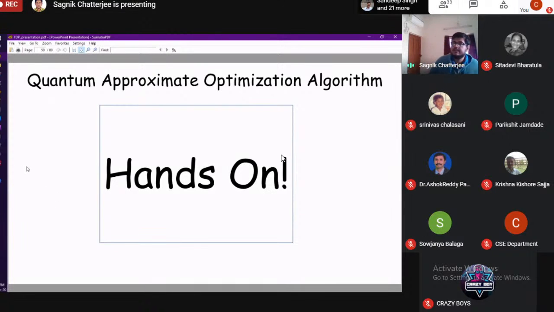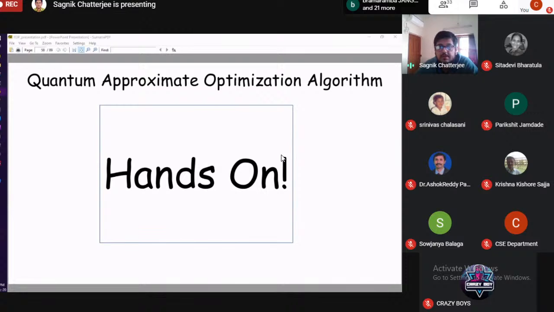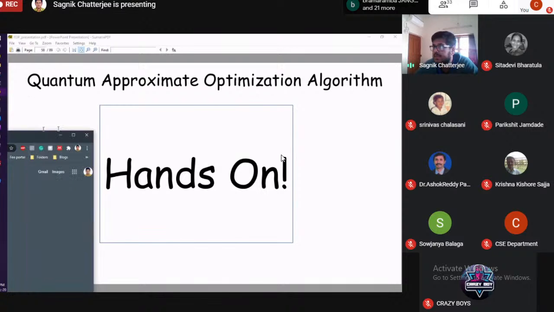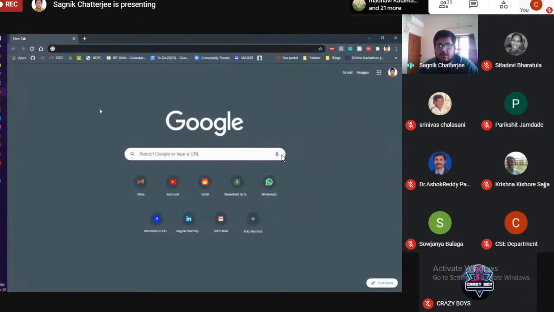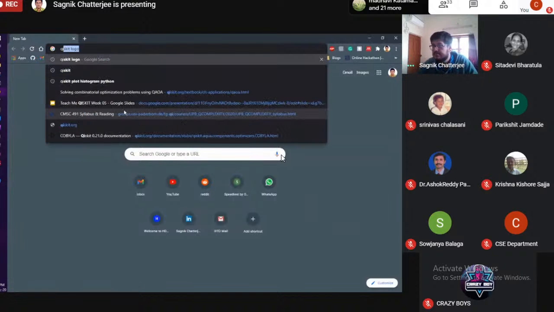Before starting, I had actually given these slides at the end of the neural network talk, but you will need Qiskit. Qiskit is nothing but IBM's Python library. So there are a lot more. So you have Qiskit.